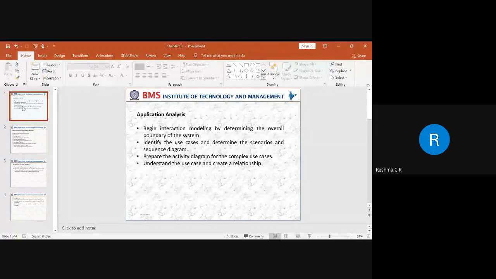So next, in an analysis stage, we have two parts, right? One is domain analysis and one is application analysis. In domain analysis, I have discussed all three types of models: class, state, and the interaction model. How to do modeling with respect to a particular domain, we have discussed.